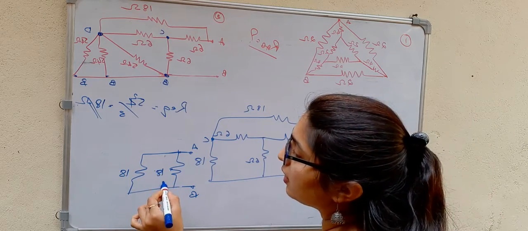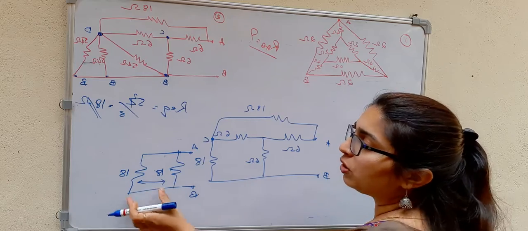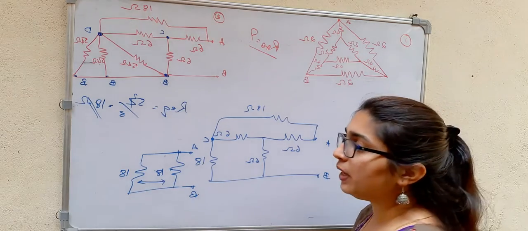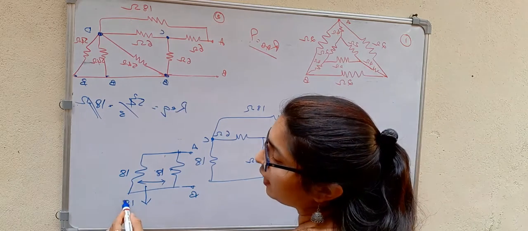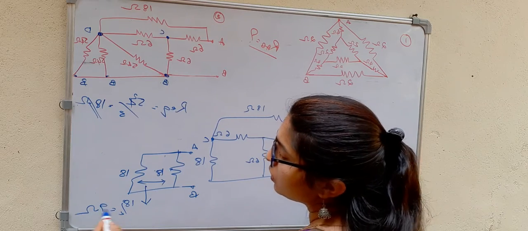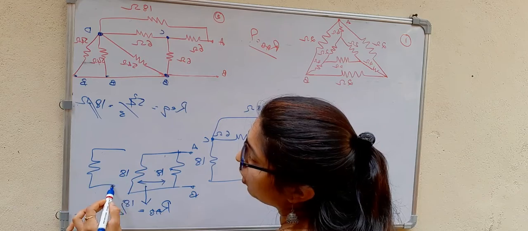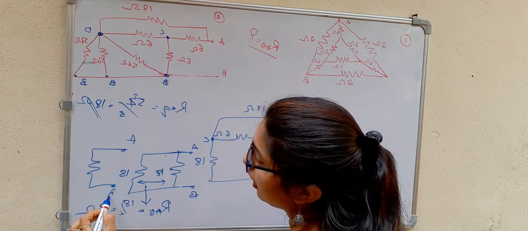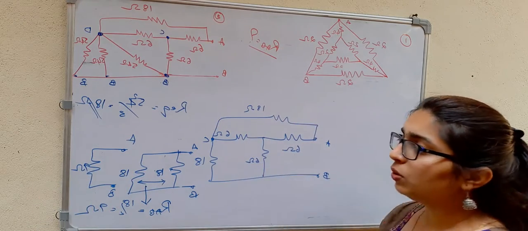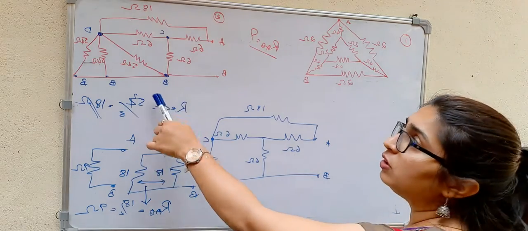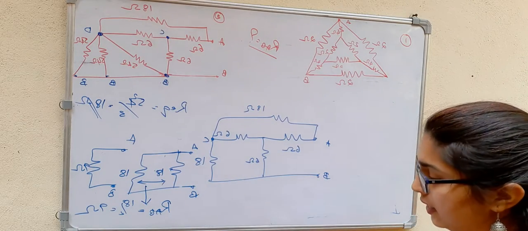So we can see these two are in parallel because both are connected to the terminals A and B. So that is 18 divided by 2, 9 ohms. So this will be your equivalent resistor. So that is what you are left with. RAB is 9 ohms. So 9 ohm will be the answer for this question. Now let us take another one.